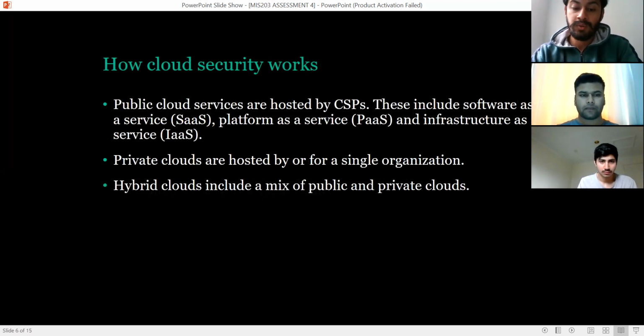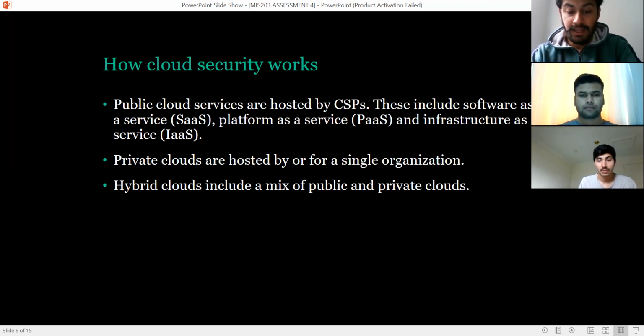How cloud security works. Cloud computing operates in three main environments. Public clouds are hosted by CSPs, including Software as a Service (SaaS), Platform as a Service (PaaS), and Infrastructure as a Service (IaaS). Private clouds are hosted by or for a single organization. Hybrid clouds include a mix of public and private cloud.